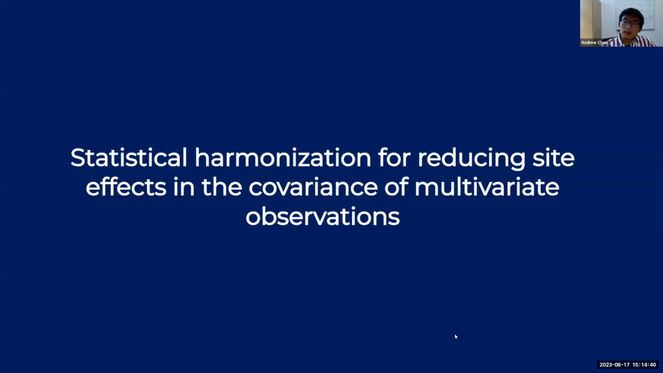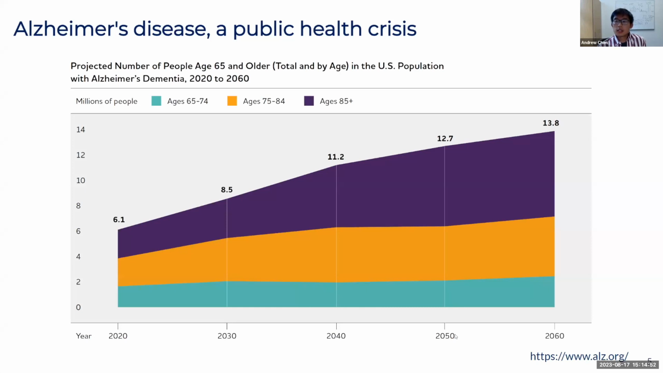So in the context of structural neuroimaging, this is a project that looks at statistical harmonization for reducing side effects in the covariance of multivariate observations. And this project is motivated by studies of Alzheimer's disease.